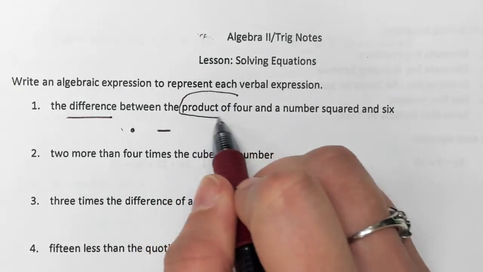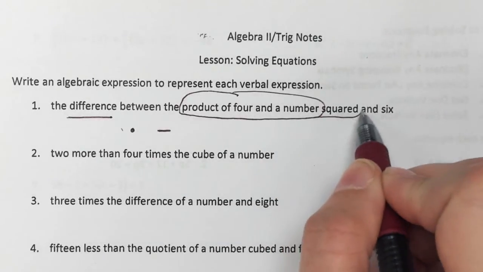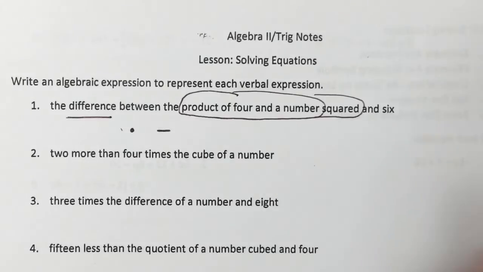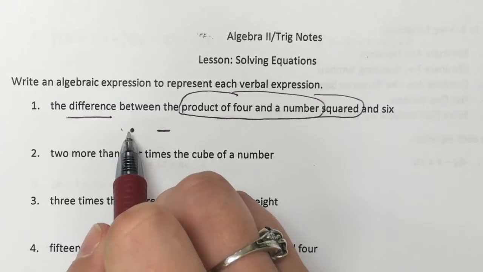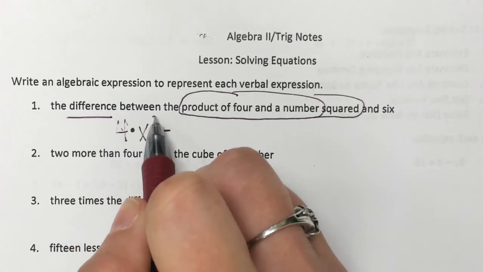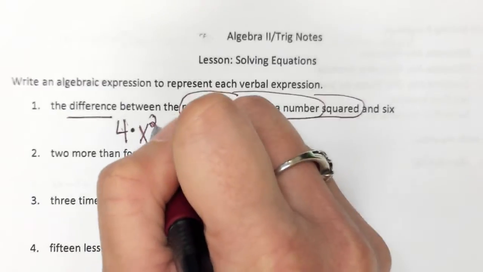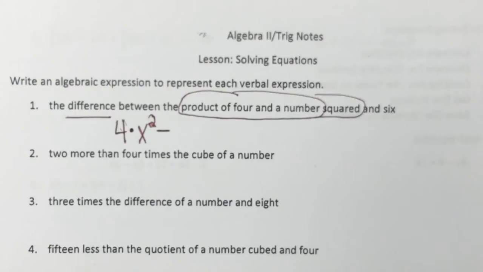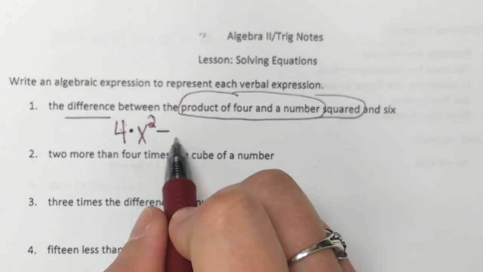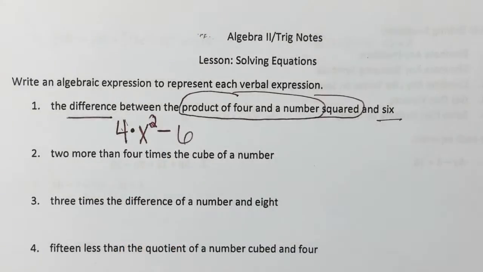Product of 4 and a number squared. So what goes around this product? 4 and then x squared, right? Beautiful. Is that Blake that said that? All okay? And then, what goes on the other side of the subtract sign? What else is left? 6. So that wasn't so bad.